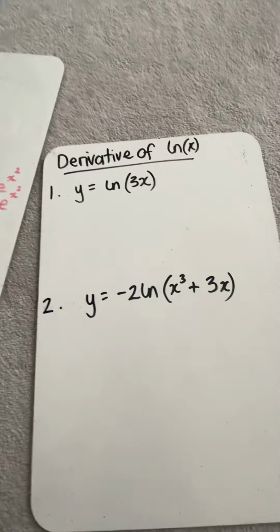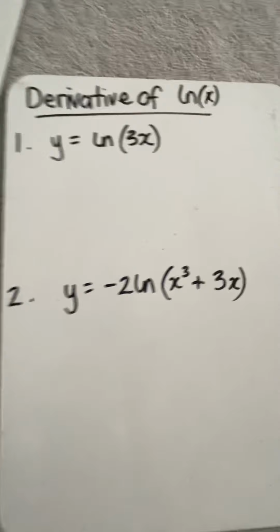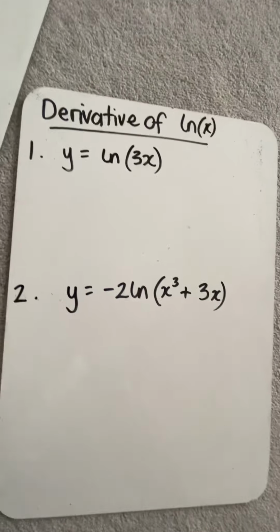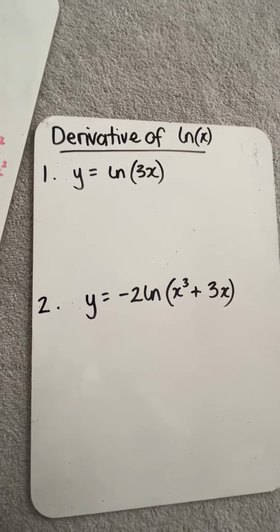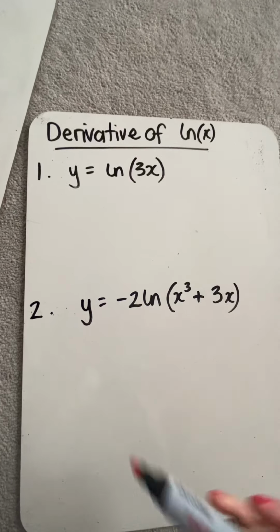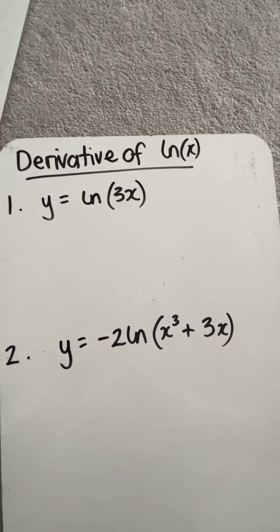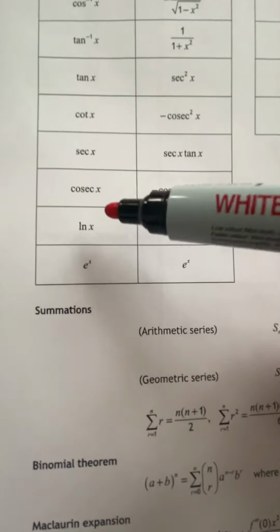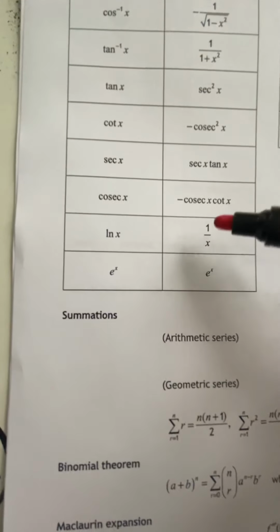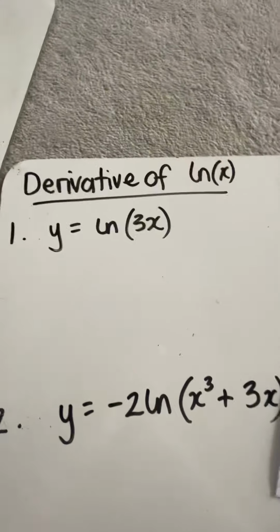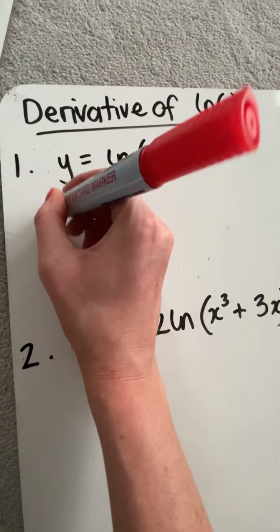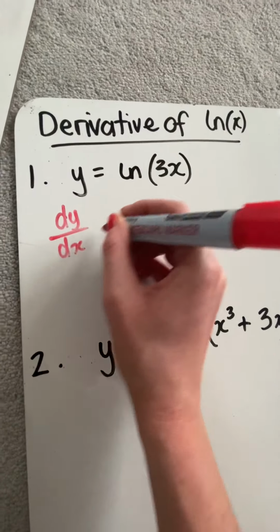Moving on to the derivative of ln x. Okay, so I've written notes on Google Classrooms of how to do this. So write the notes in, pause it, and then we'll do the questions together. Okay, so if I bring over the formula sheet here, we can see the derivative of ln x is 1 over x. Okay, the rule that we're going to use here, so let's just start by dy by dx.